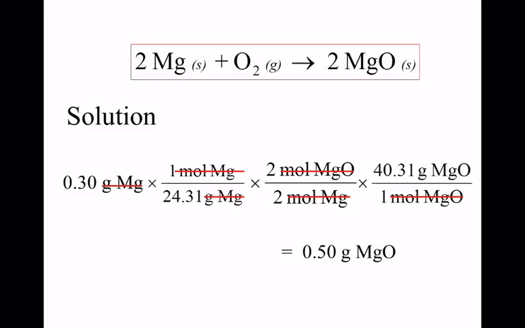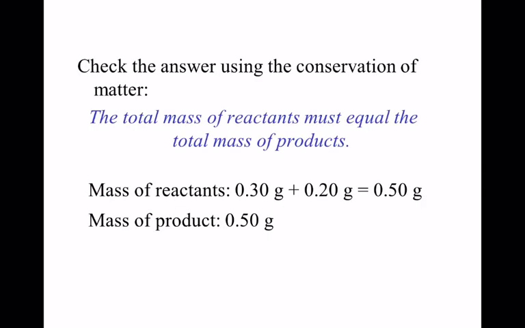Some of you might be saying, well, Mrs. Snipes, due to the conservation of mass, actually you knew it was going to be 0.50 grams. And you're right. Because we did a previous calculation, we knew 0.30 grams of magnesium would react with 0.20 grams of O2. And mass has to be conserved, so that gives us 0.50 grams of product in that same scenario.